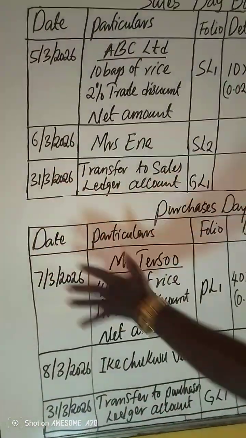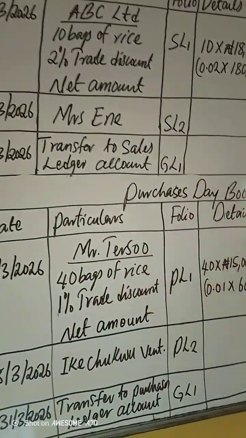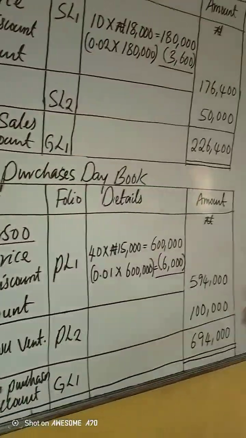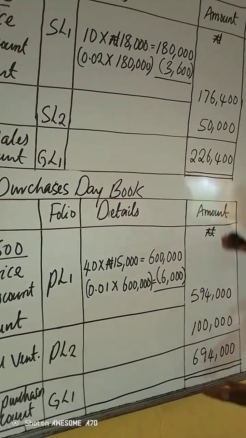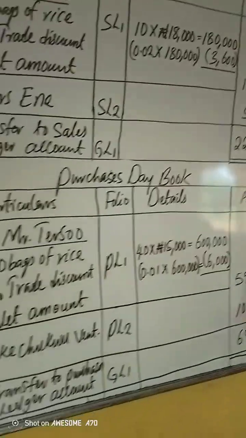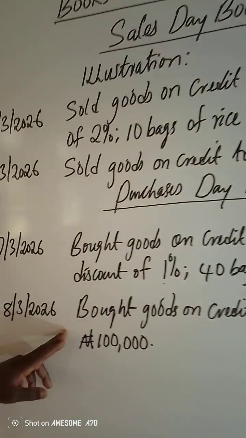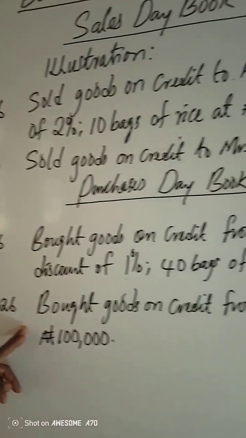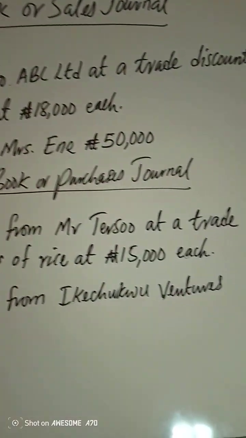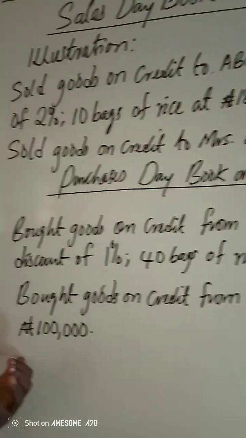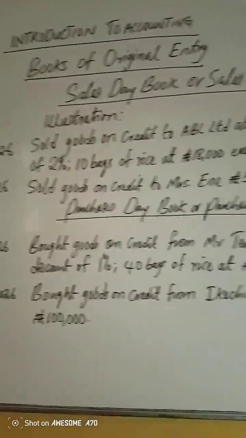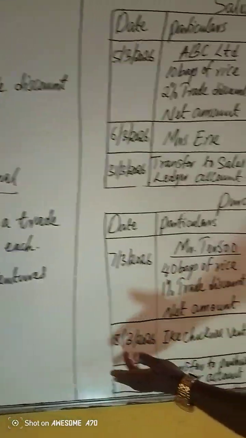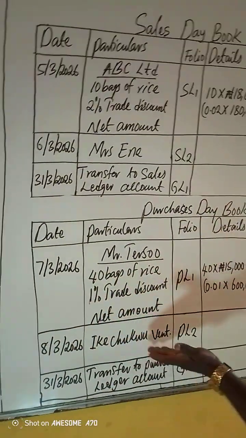And mind you, as you finish a given transaction, you must close it to this point, but don't close to the other side, because other transactions that come on that day on credit purchasing will all come before you add them all. Finally, you come here: bought goods on credit from Ikechukwu Ventures. Now from Ikechukwu Ventures, we're buying goods on credit, 100,000. Here, there's no detailed breakdown. Very straightforward. You come here and just put the date, the 8th of March 2026, Ikechukwu Ventures.